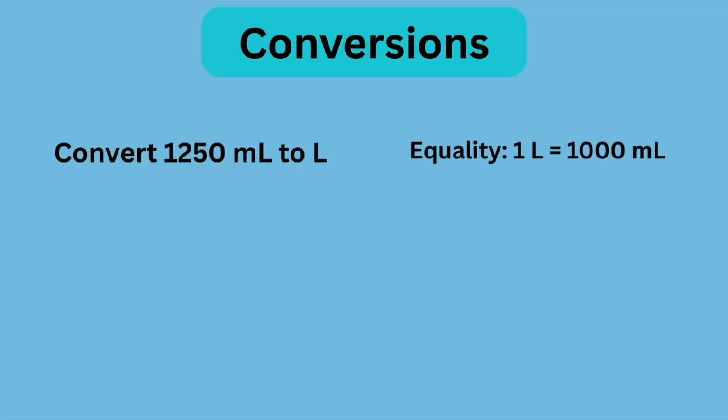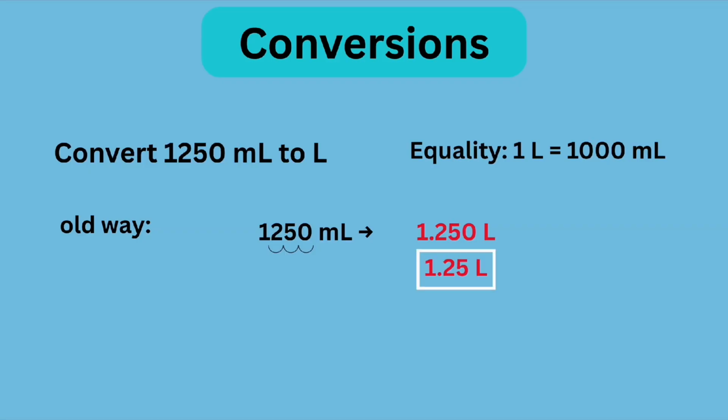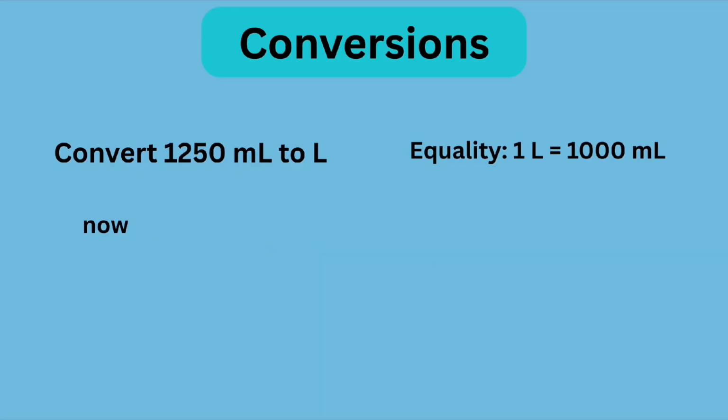Once you have your equality, you can do it the old way, where you simply set up the number that you want to convert between milliliters and liters, find the appropriate number of decimal spaces you're going to move it, and there's your answer. So you start off with 1250, and you end up with 1.25 liters because of significant figures. That works, but let's do it the chemistry way, where we change our equality into a conversion factor.